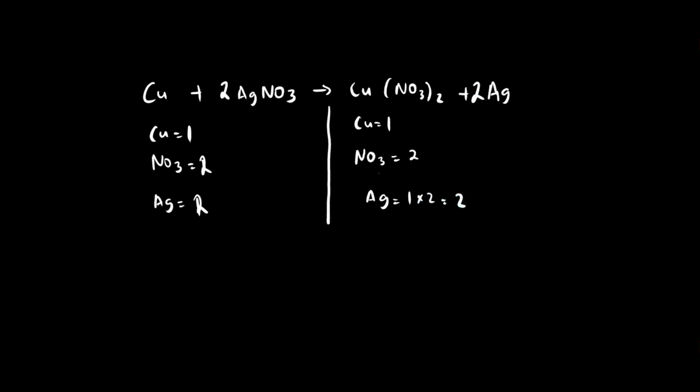So let's just check our work. We have 1 copper on the left, 1 copper on the right, 2 silver on the left, 2 silver on the right, and we have 2 of the nitrates on the left and 2 nitrates on the right.